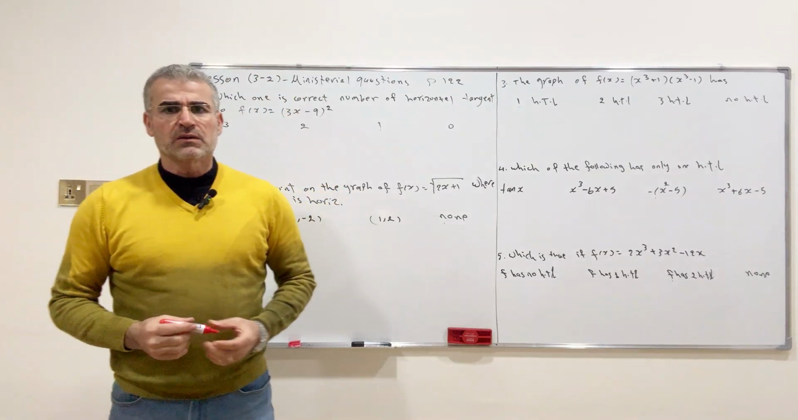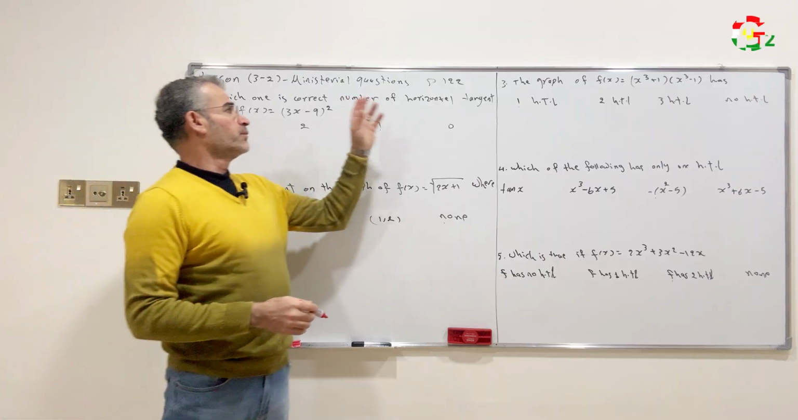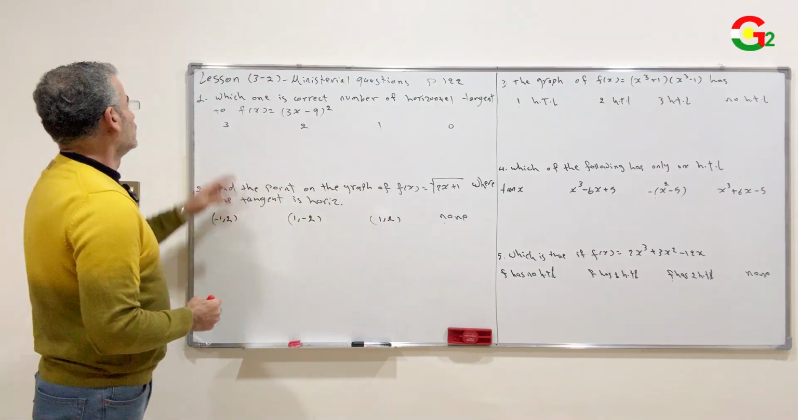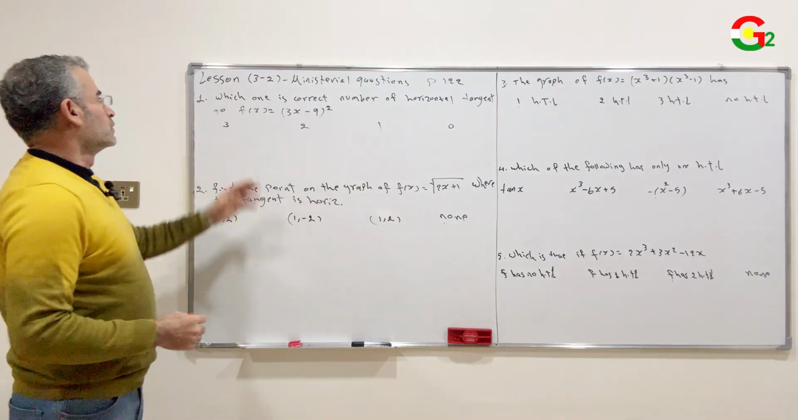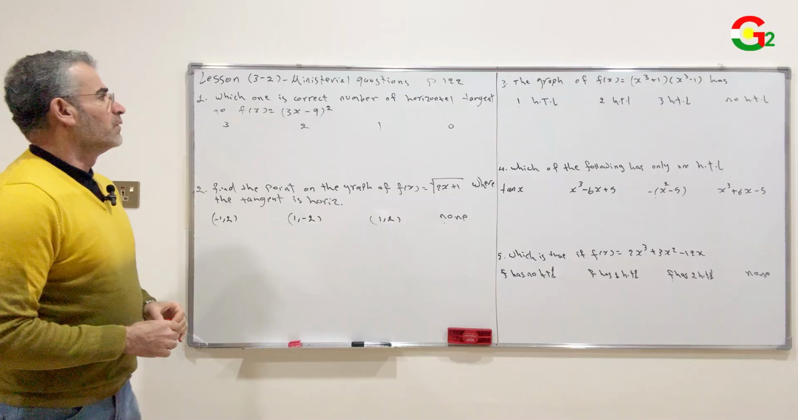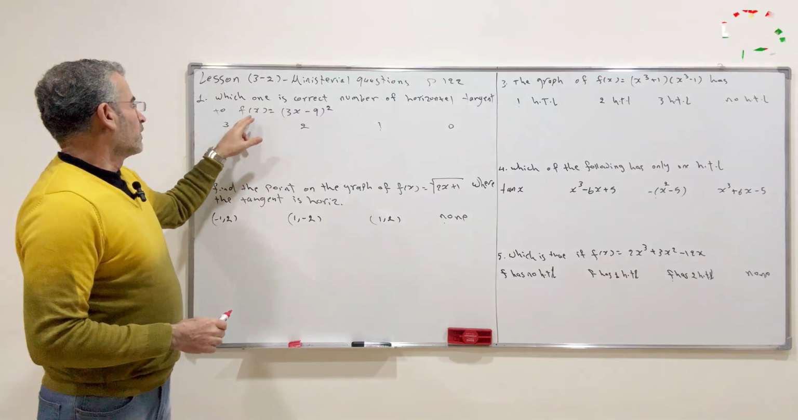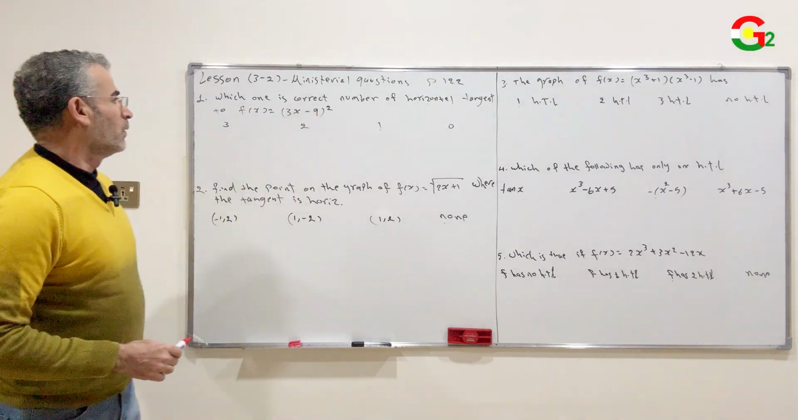In this lesson, I will solve the ministerial question of page number 122, lesson 3.2. Question number 1. Which one is the correct number of horizontal tangents to the graph of the function f of x equals (3x minus 9) to the power 2?